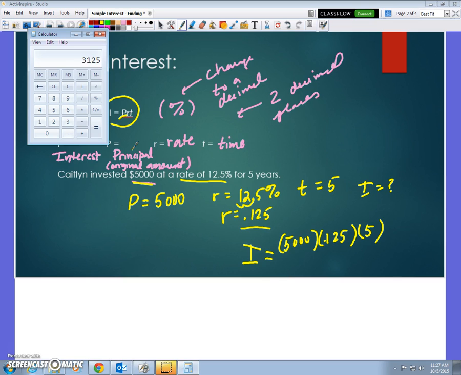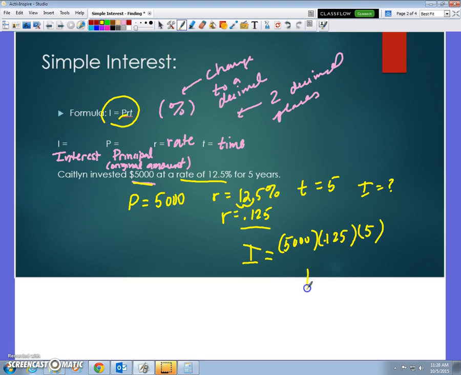3,125. So the interest they're going to make. Whoa, is that right? Let's double check that. That seems like a lot of interest. 5,000 times 0.125 times 5. Wow, they're making bank. $3,125 is how much interest they're going to make. I guess at 12.5% interest, that would make sense. You make a lot of interest.